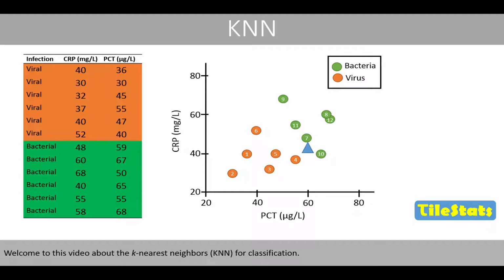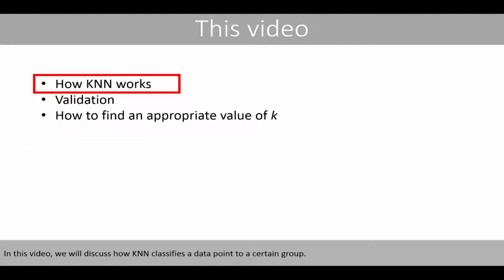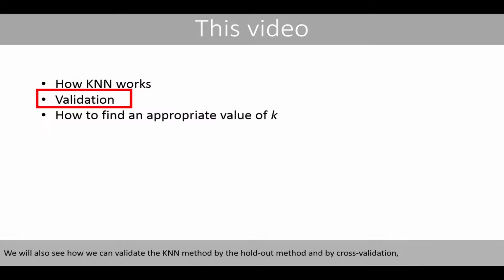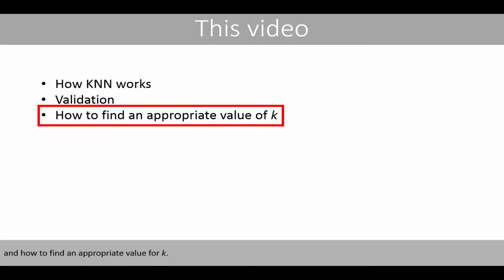Welcome to this video about K-nearest neighbors for classification. In this video, we'll discuss how KNN classifies a data point to a certain group. We'll also see how we can validate the KNN method by the holdout method and by cross-validation, and how to find an appropriate value for K.